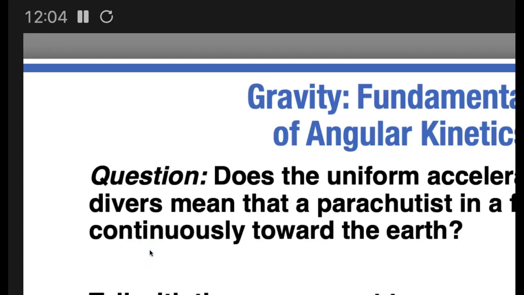All right, this one says a parachutist will free fall at a constant velocity till about 125 miles an hour, because eventually the air resistance will, they call it terminal velocity, like however fast you're going down and how much resistance you get of the air coming up, eventually those will even out.